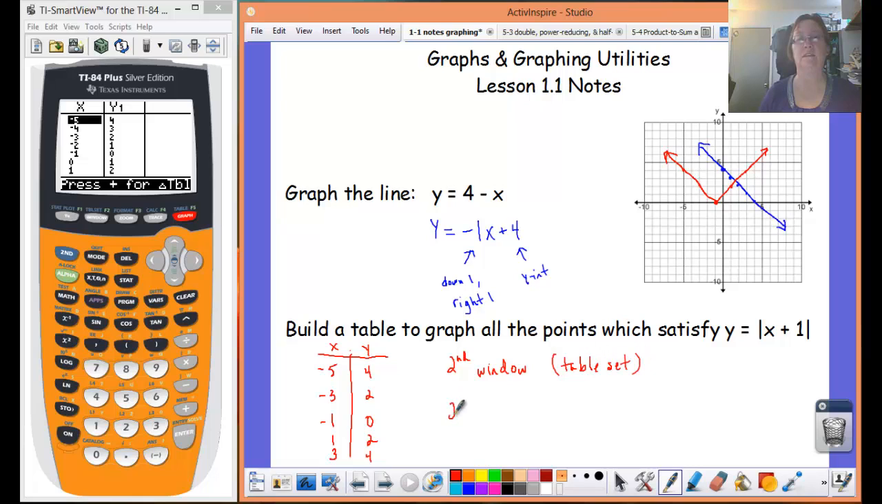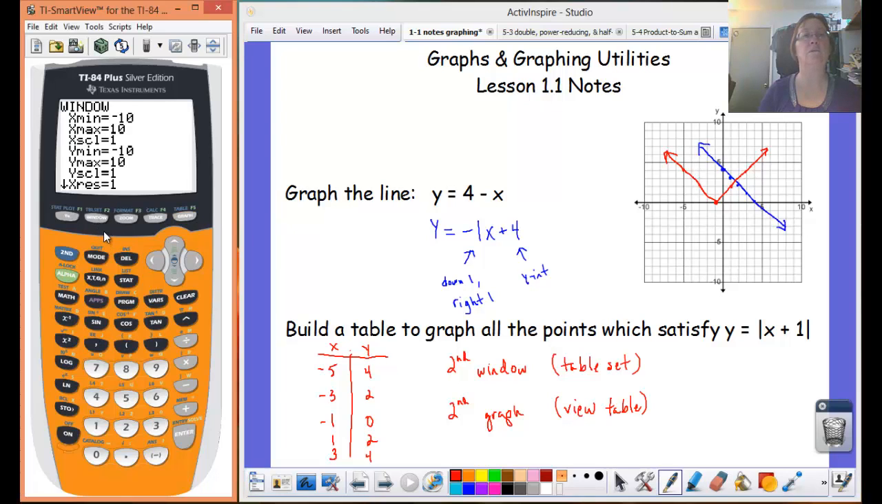To view the table, it's second and graph, and that's, again, to view the curve or view the table. If we wanted to go ahead and check our curve with what we've got on the screen, we could do that for sure as well.